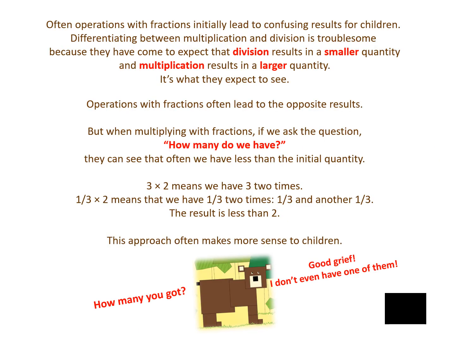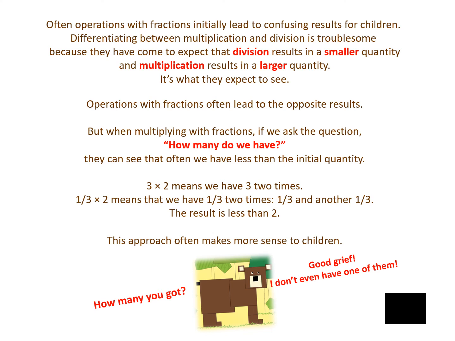Operations with fractions initially lead to confusing results for children because differentiating between multiplication and division is troublesome. They have come to expect that division results in a smaller quantity, and multiplication results in a larger quantity. It's what they expect to see. Of course, operations with fractions often lead to the opposite results.